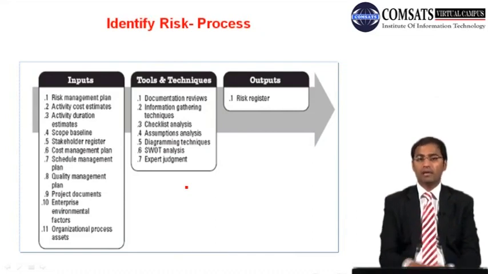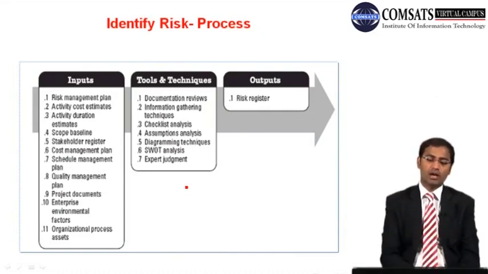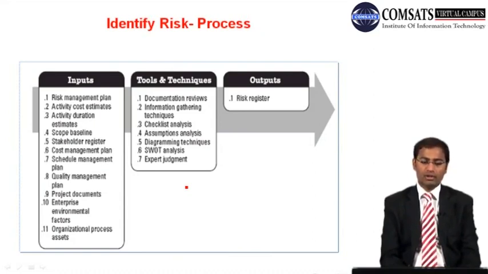The output was a risk management plan that is input to this very process. And then we are in need of activity cost estimate, and we are not going for the overall estimate, but the activity cost we want to get into it so that we can identify all the risk. And then activity duration estimates, then scope baseline.